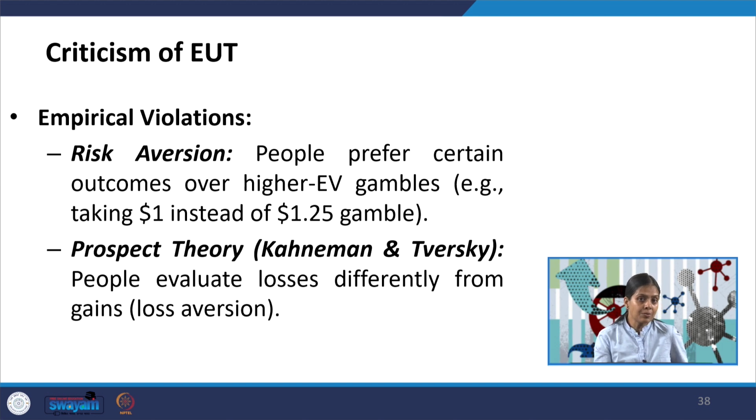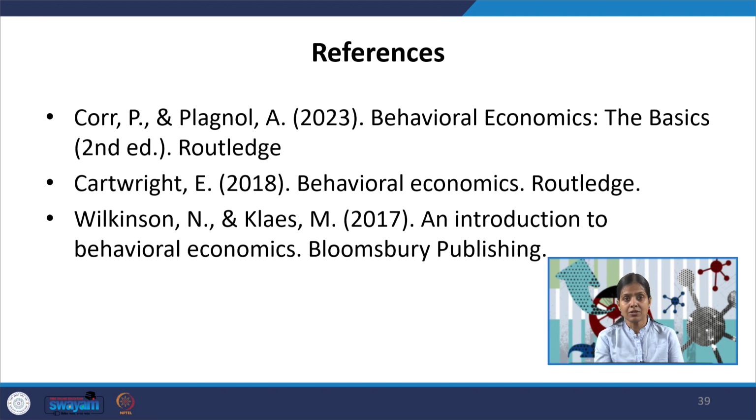Then the second thing is prospect theory by Kahneman and Tversky. People evaluate losses differently from gains. So, loss aversion is higher, that is, the losses pinch more compared to the gains, and as a result people would not prefer to dwell much in the arena of losses, rather where the possibility of gains is higher they would prefer to go for that. So, this is a major criticism of EUT.